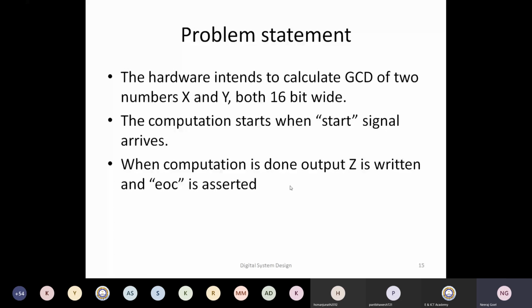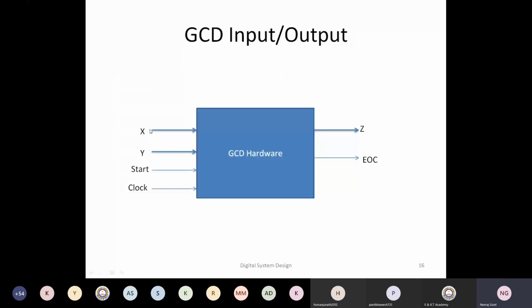So this is the plain specification, and this is the overall block diagram. The inputs are x and y, both 16-bit wide. The output is Z, that is also 16-bit wide. There is a start, there is an EOC, and we also assume that it's a synchronous circuit, so there would be a clock here.